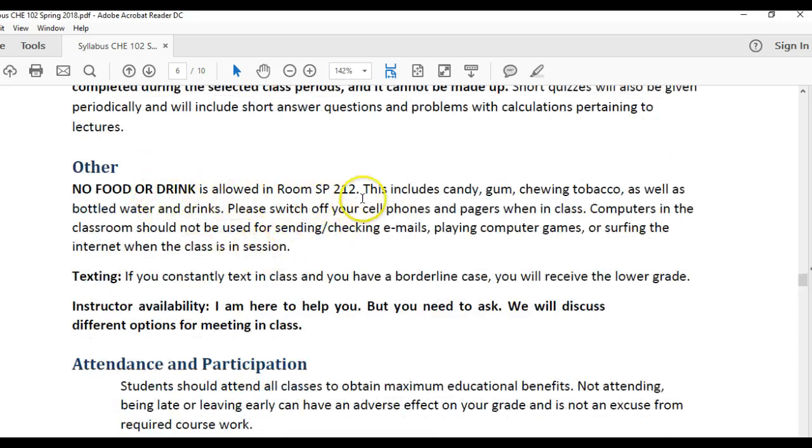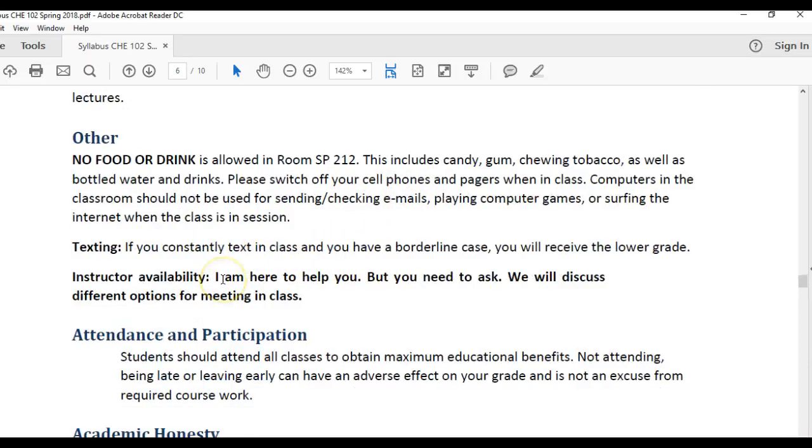I already said there's no food or drink allowed in 212. This includes candy, chewing tobacco, bottled waters, drinks. Please try to use your cell phones at a minimum. Let me talk about texting. I'm not here to be the police officer of your phone.